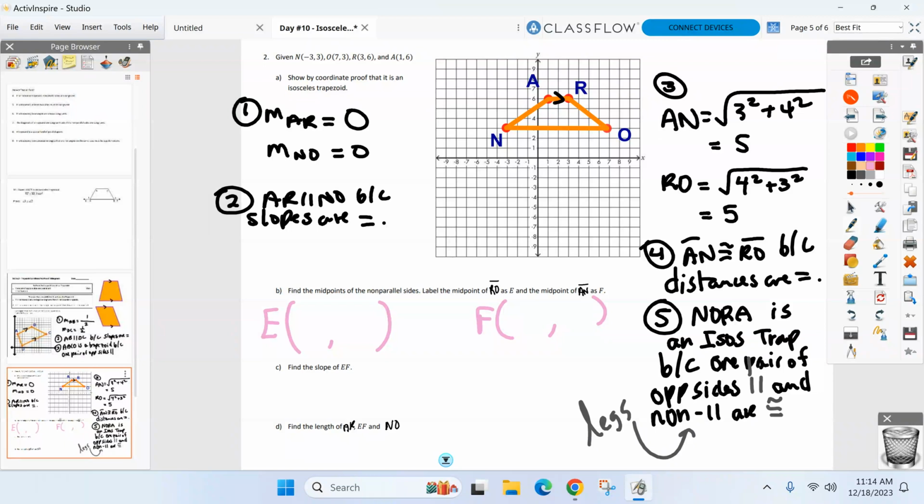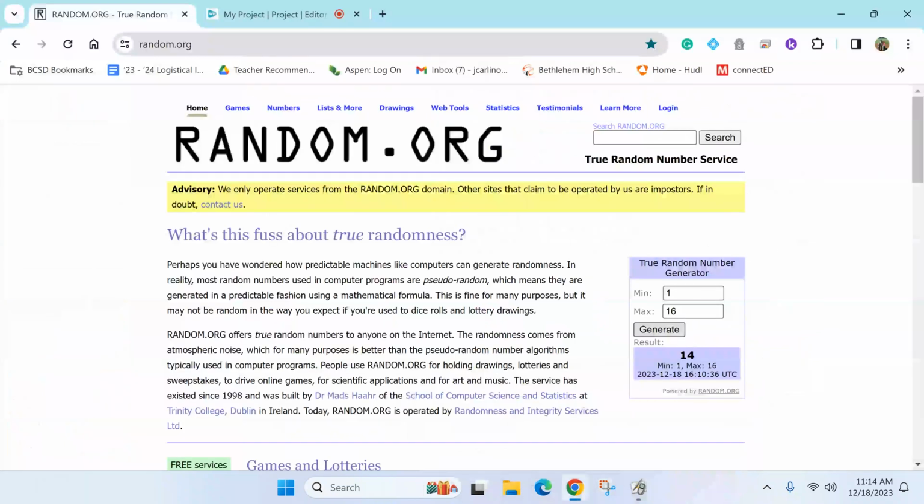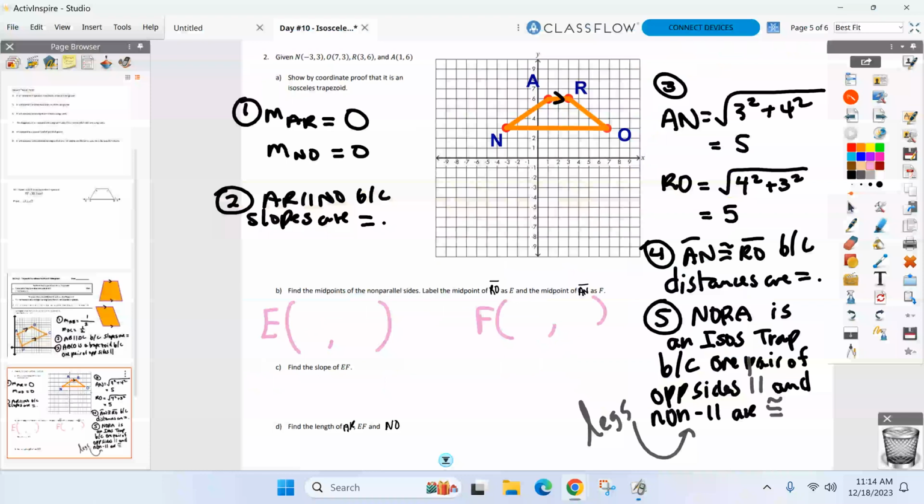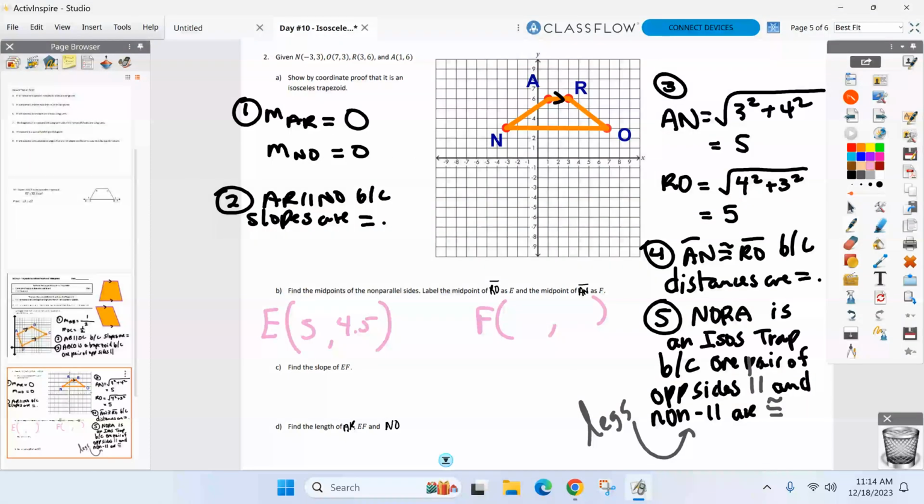Hey, how about those midpoints? Can I get point E, the midpoint of RO? Charlie, midpoint of RO. 5, 4.5. Good. I like that. And how about F, the midpoint of AN for me? Ian, back to you. -1, 4.5. Good. Everyone throw that on the graph as best as possible, please.